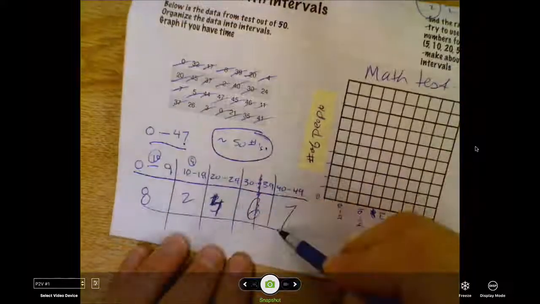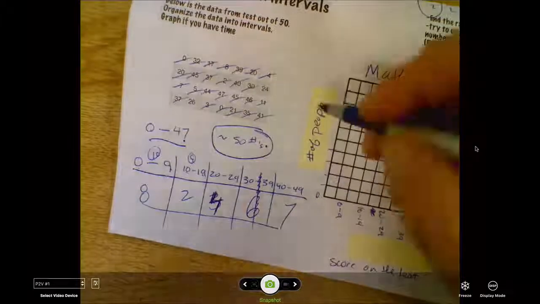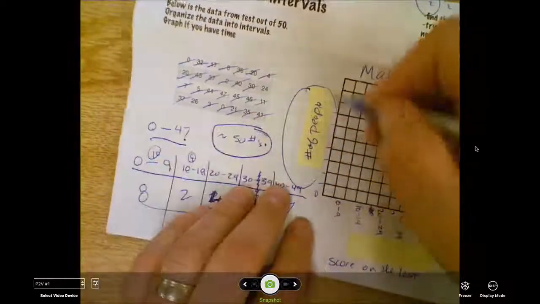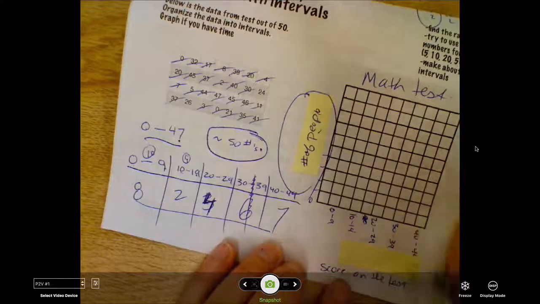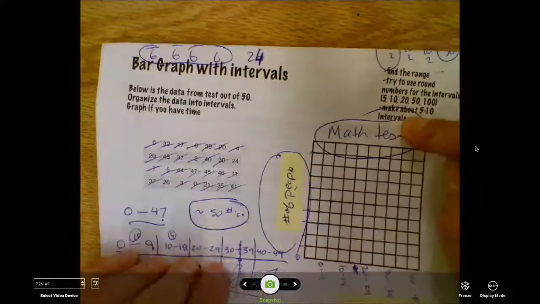Now these numbers are quite low, so I can just do 1, 1, 1, 1, 1 for the scale, 1, 2, 3. And then I got a label. Here's the number of people in this interval, and this is maybe the scores that they've got, and I need some kind of title for a math test on top.